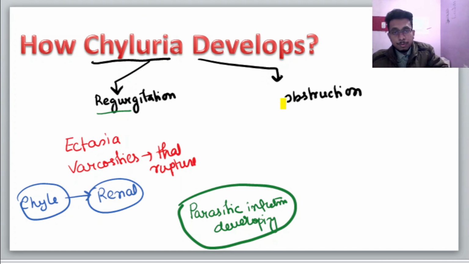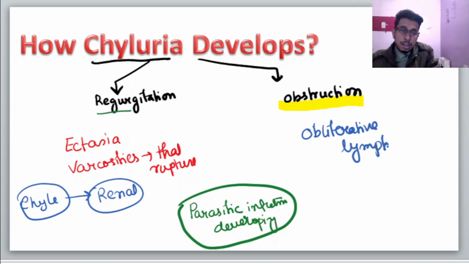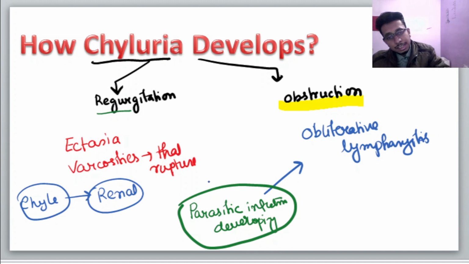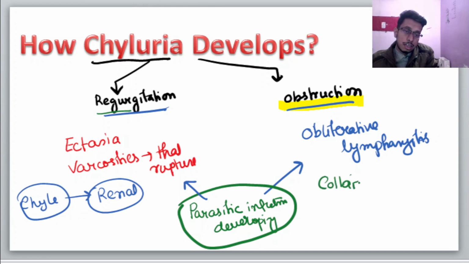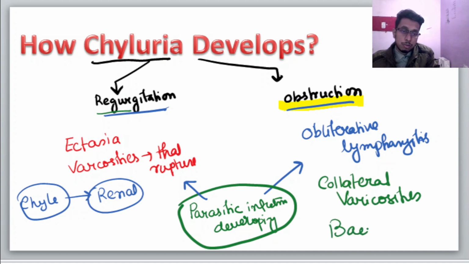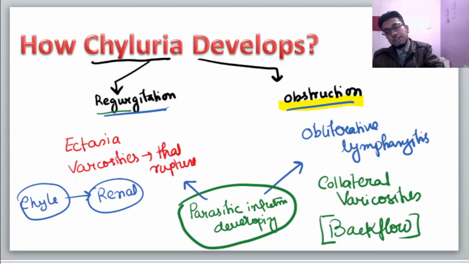Now, coming to the obstructive theory, what happens is that there is obliterative lymphangitis. And why does this obliteration occur? It occurs secondary to, yes, parasitic infestation. So, parasitic infestation can lead to both regurgitation as well as obstruction. The mechanism of regurgitation is an inflammatory immune reaction which results in ectasia or rupture of varicosities, while the mechanism of obstruction is obliterative lymphangitis which leads the collaterals and varicosities to have a backflow. This is the mechanism of how Chyluria develops.